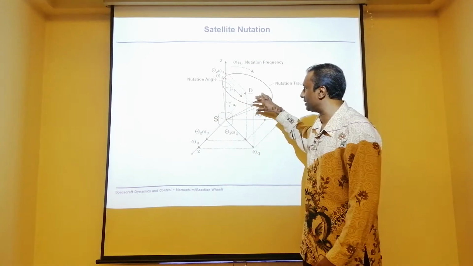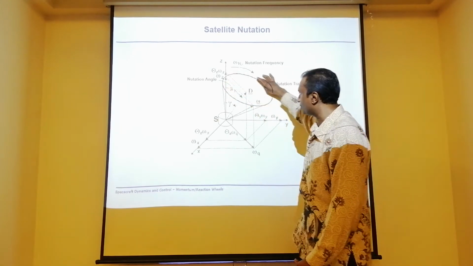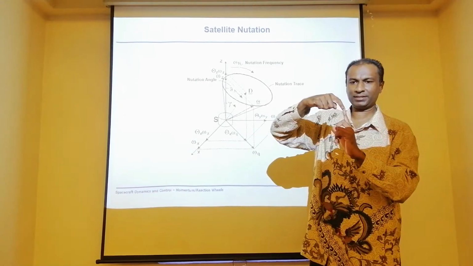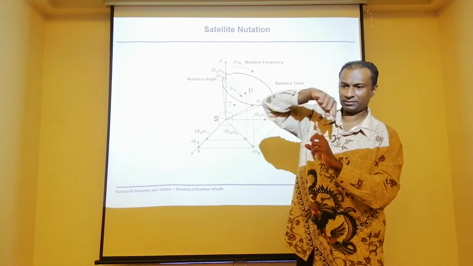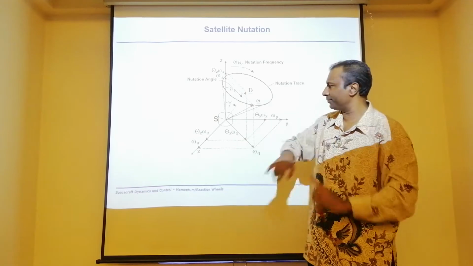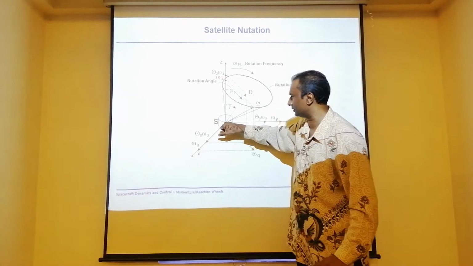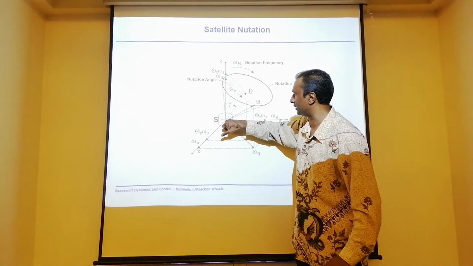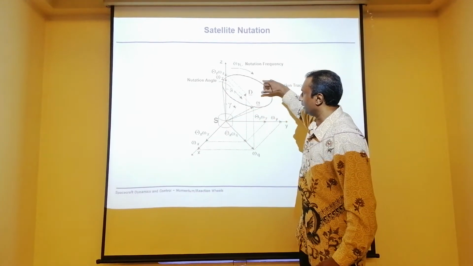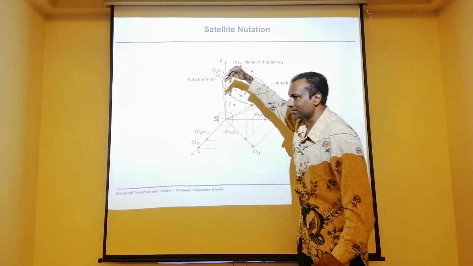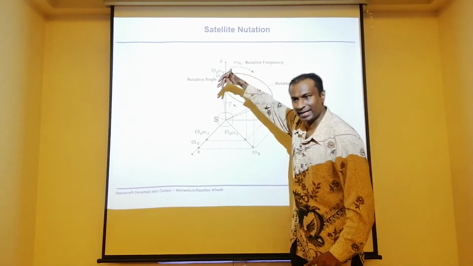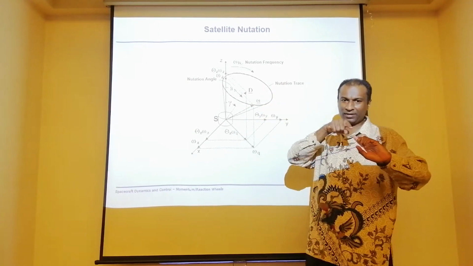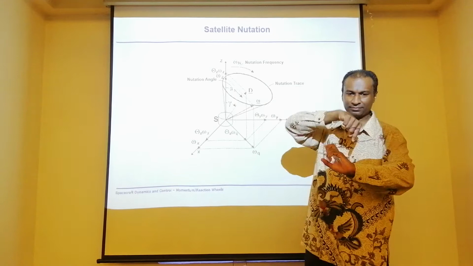But when it does a nutation, there is one single axis, and then you start rotating it. That's nutation. So the origin is still the same, but you start rotating it. Okay?